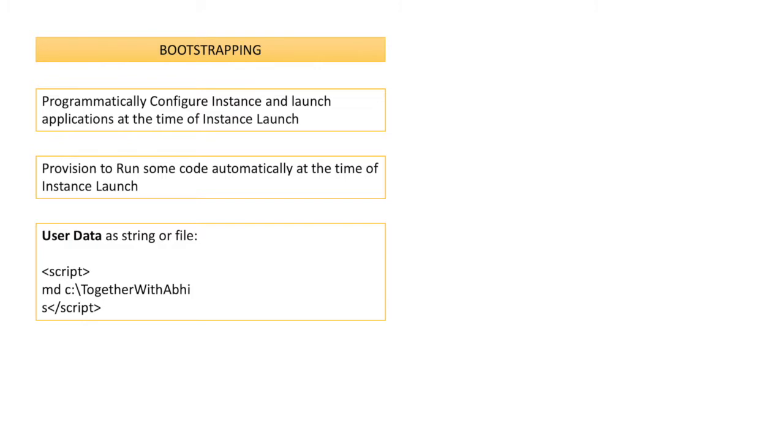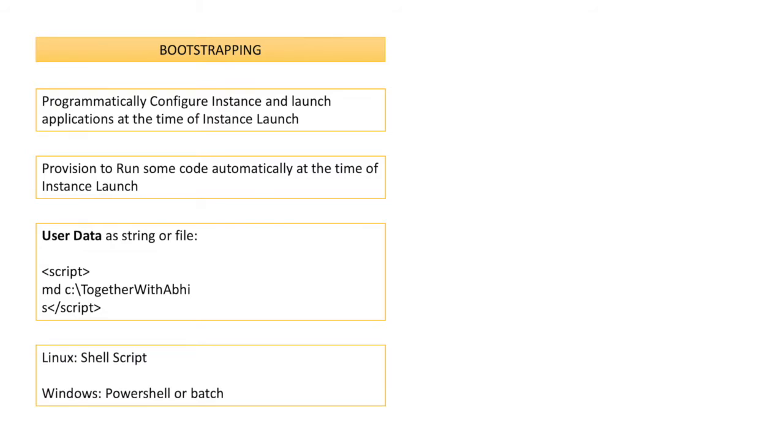So there is a space called user data. If you go into the advanced settings, we will see this in the next video. You will see you can provide a string or a file in the user data. For Linux, it will be a shell script, and for Windows, it will be PowerShell or batch. So there we will provide this kind of a script. What it will do is, as and when we launch a Windows instance, it is going to create a directory called Together with Abhi. So this is very useful if you have to run it for many instances in one go.